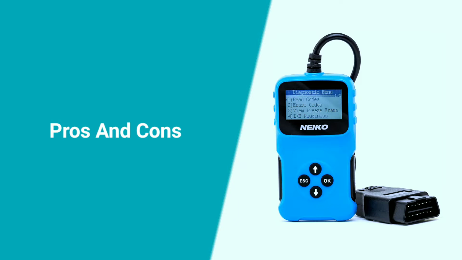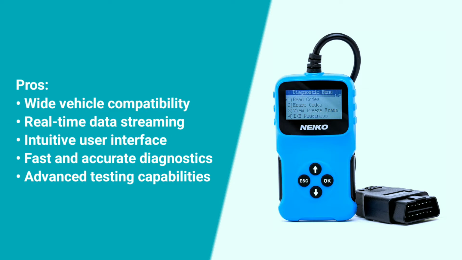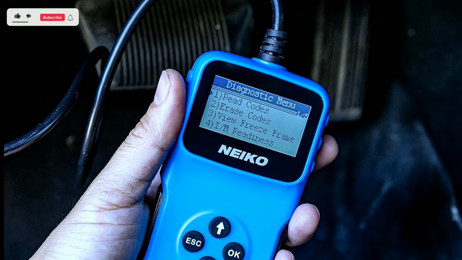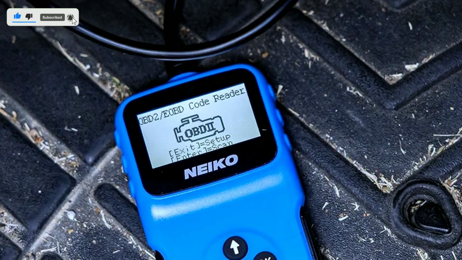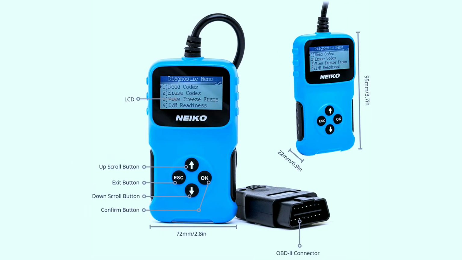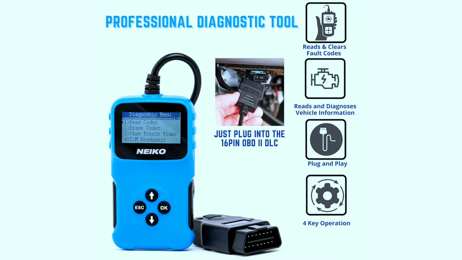Let's talk about the pros and cons. Pros: wide vehicle compatibility, real-time data streaming, intuitive user interface, fast and accurate diagnostics, advanced testing capabilities. Cons: limited code coverage. Overall, the NEIKO 40500A, a Car OBD2 scanner is a good basic scanner for reading and clearing trouble codes. However, it is not the best choice for users who need more advanced features such as live data and freeze frame data.